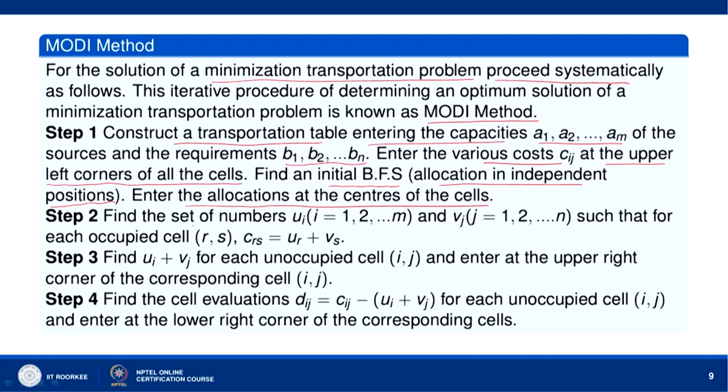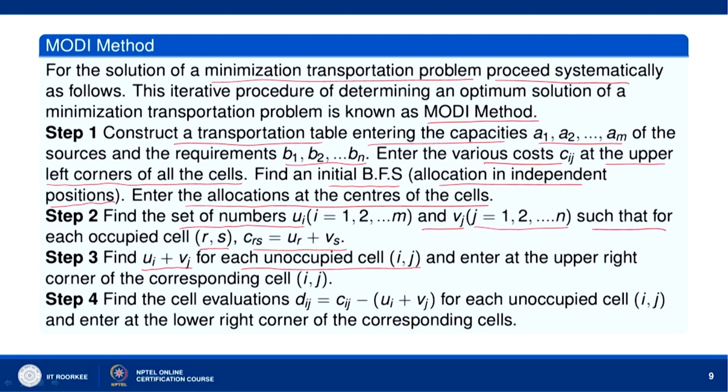Now, let us find the set of numbers ui and vj, where i runs from 1 to m and j runs from 1 to n, such that for each occupied cell, meaning the cell where the allocation has been made, and non-occupied cell means the cell where no allocation has been made, Crs equals Ur plus Vs, where Crs is the cost of the rs cell. Now, find Ui plus Vj for each unoccupied cell, that is, the cell where no allocation has been made.